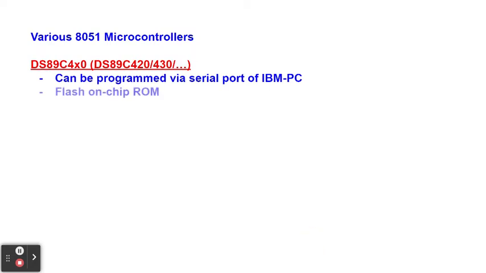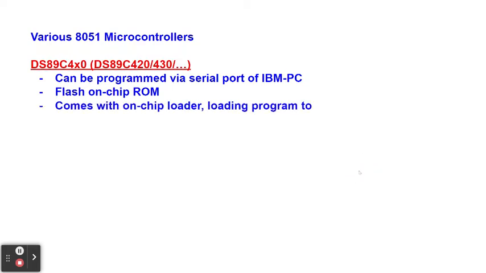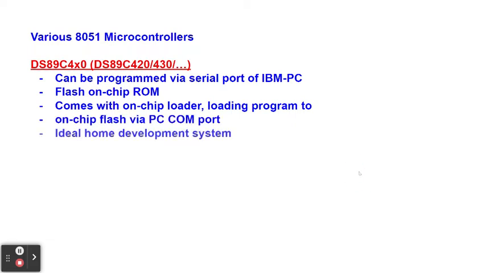Another example of an 8051 model of microcontroller is the DS89C4x0, and there are variations of it. We can have DS89C420, 430, 440, and so on. It can be programmed via the serial port of your IBM PC. It has flash on-chip ROM and comes with an on-chip loader, loading the program to on-chip flash via the PC COM port. This is an ideal home development system.